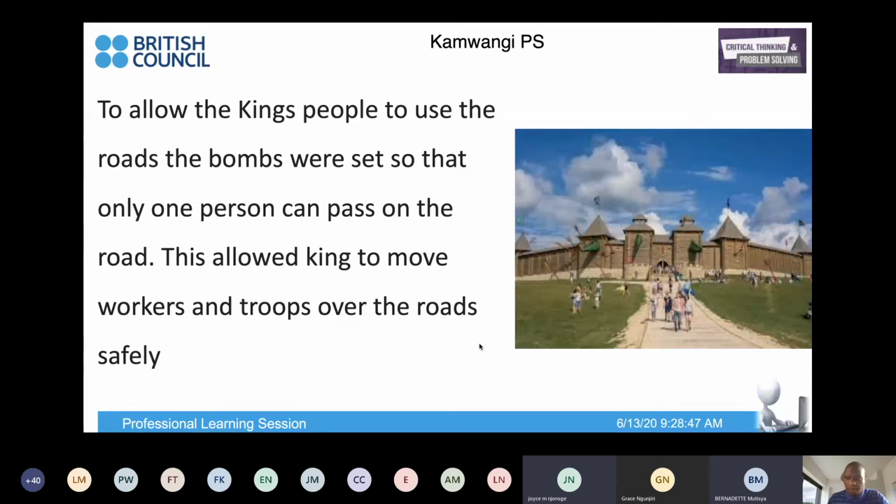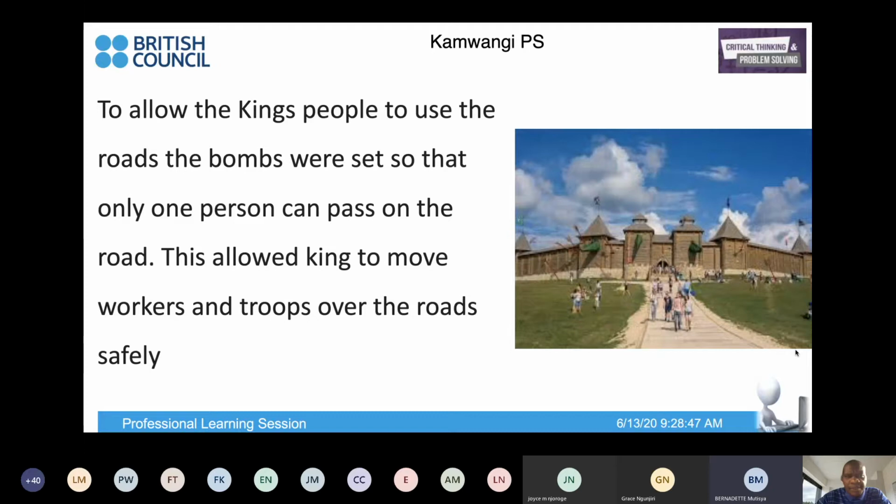To allow the king's people to use the roads, the bombs were set so that only one person can pass on the road. This allowed the king to move workers and troops over the road safely.